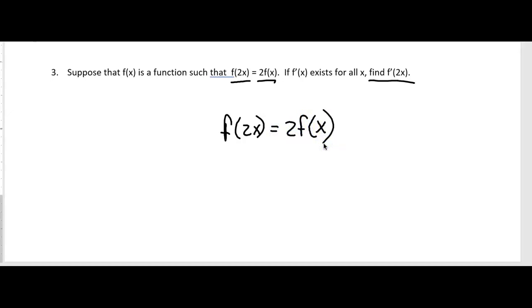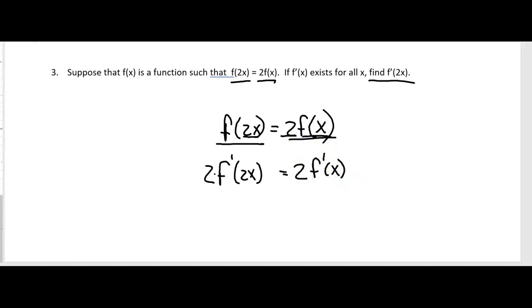And then you're going to go ahead and just take the derivative. Now for this one, that's a chain rule. You're going to have the derivative of the outside multiplied by the derivative of the inside. And then for the next one, this is a constant multiple, so it just stays there. And then we take the derivative of f, which is f prime. So basically, just take the derivative on both sides.